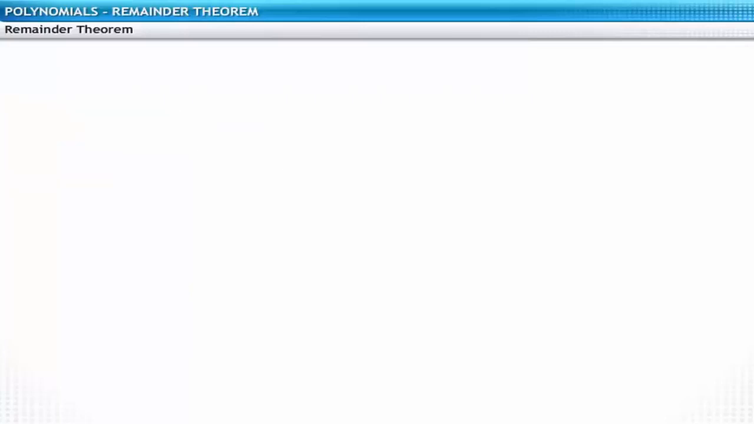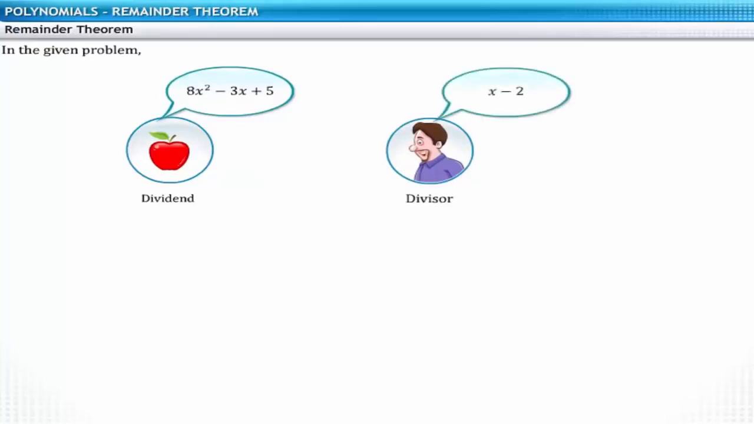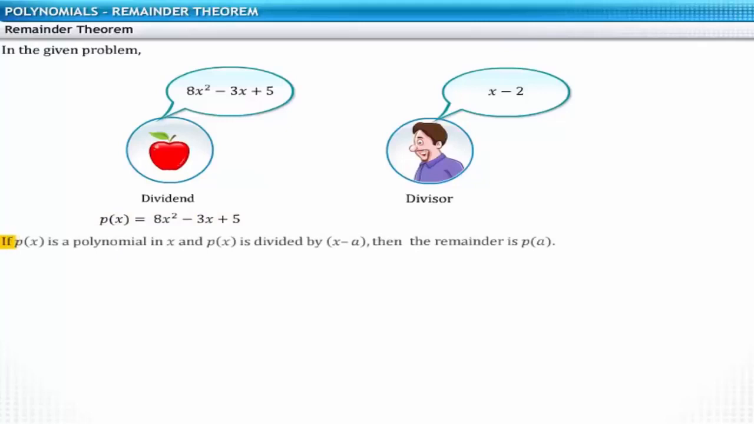Let's now apply the theorem to solve our problem. In the problem given at the beginning of this lesson, the dividend is equal to 8x squared minus 3x plus 5, and the divisor is equal to x minus 2. Let p of x is equal to 8x squared minus 3x plus 5. Now, according to the remainder theorem, if p of x is a polynomial in x and p of x is divided by x minus a, then the remainder is p of a.